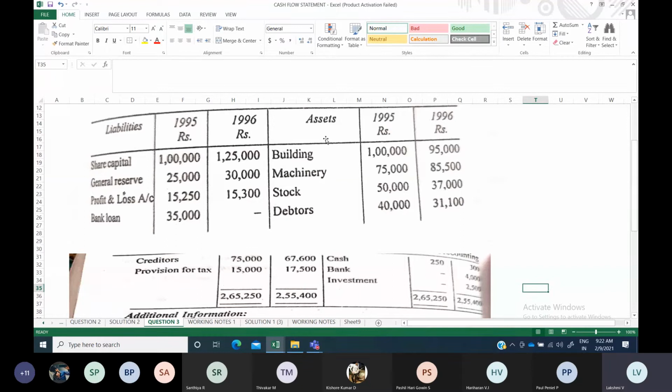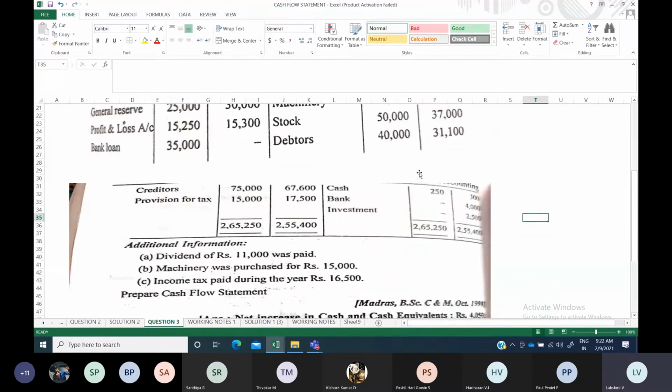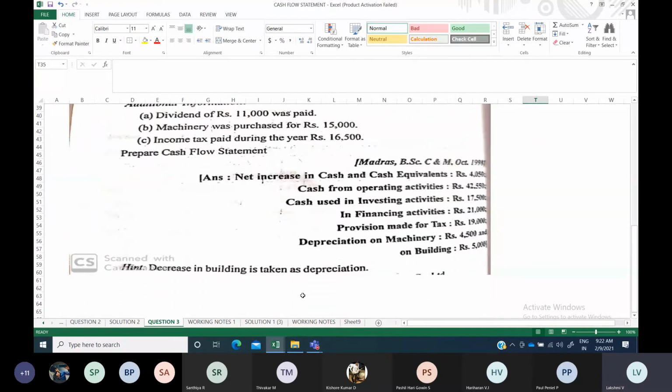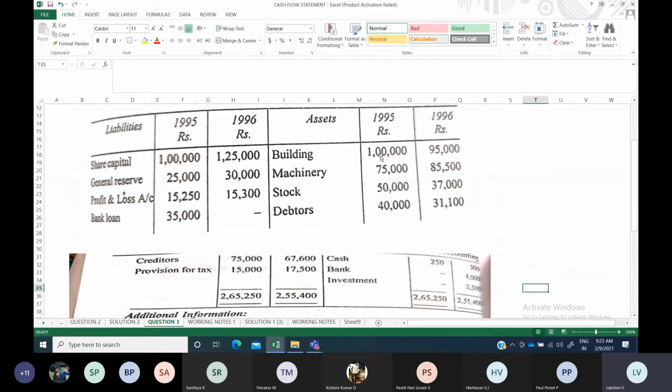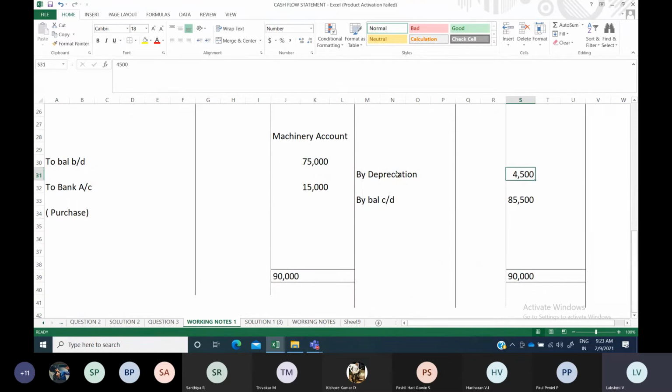Now building is also considered as a depreciation only. So a decrease in building is also taken as depreciation. If you are considering it as a depreciation, you have to write a note under your sum. If no information is given regarding this decrease, you better mention in the note that I have considered the decrease in the value of building as a depreciation. So this 5,000 and this machinery account depreciation 4,500, everything you have to take over here.